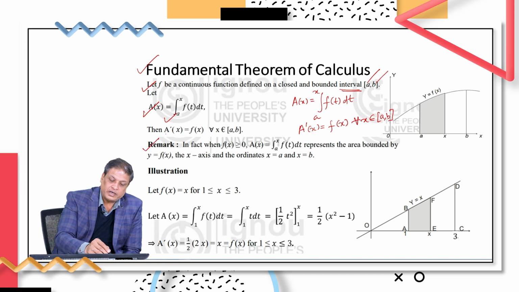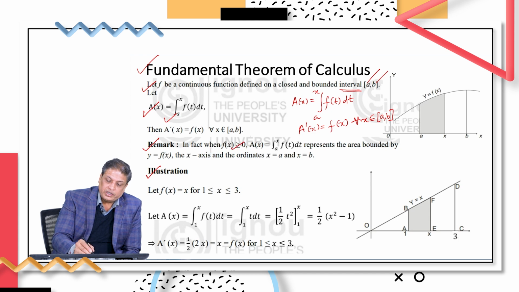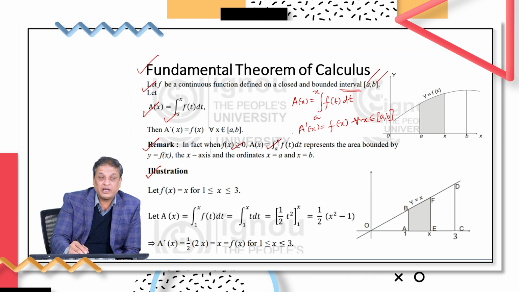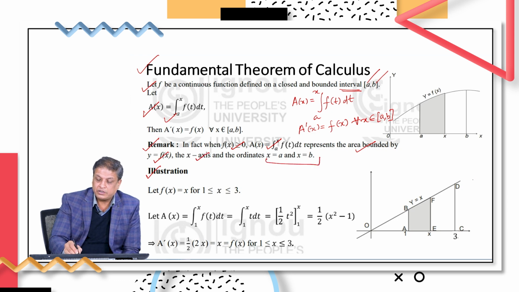In order to understand, let's read this remark and then we will follow the illustration given over here. So, it is to be noted that in fact, when f(x) is greater than or equal to 0, A(x) equal to the integral a to x f(t) dt represents the area bounded by the function y equal to f(x) and the x axis within the ordinates a to b. We will understand this when we go through this illustration.